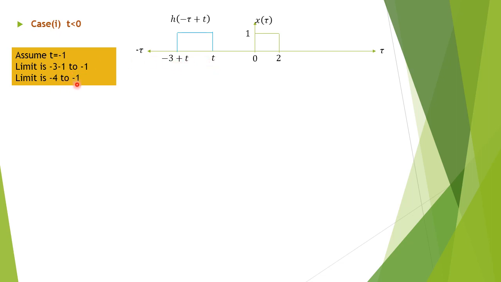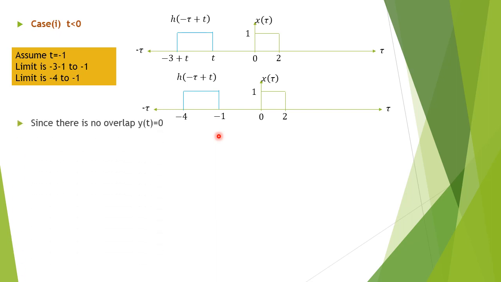That is minus 4 to minus 1. Now we have to draw this graph. While drawing this graph, there is no overlap between h of minus tau plus t and x of tau. Since there is no overlap, we can write y of t equal to 0.